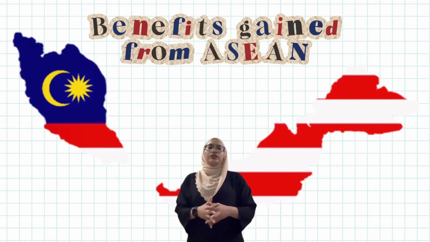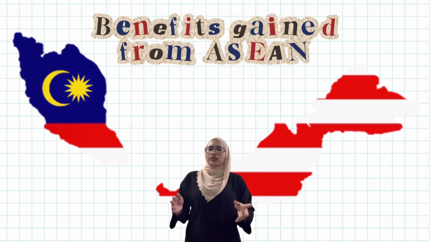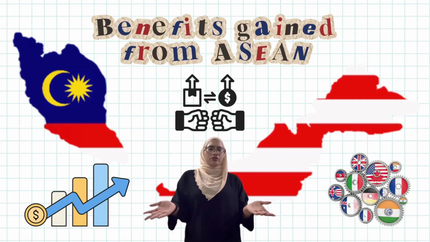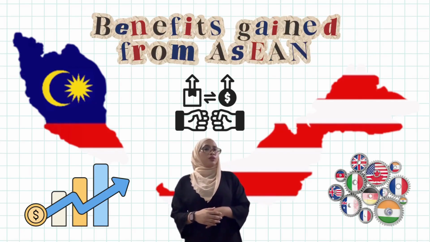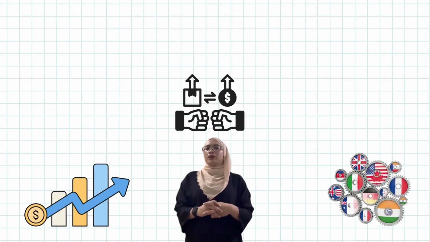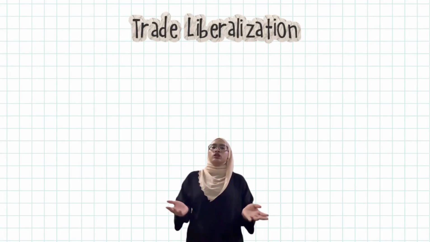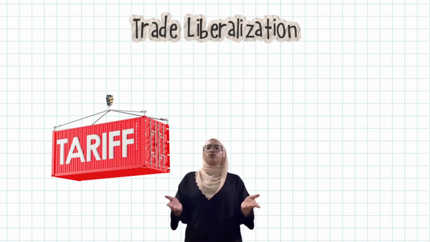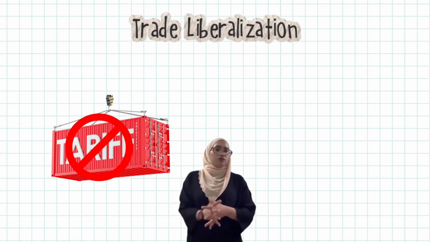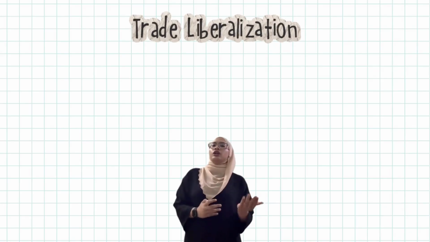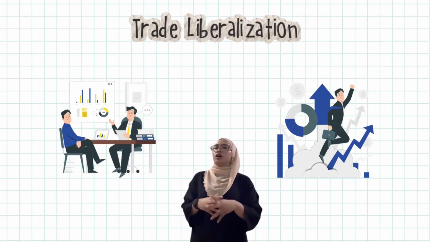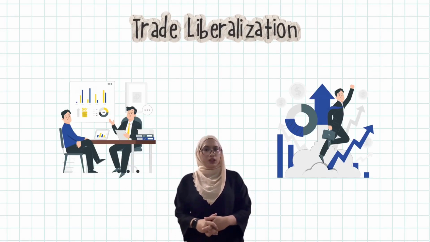Malaysia has gained many advantages from being part of ASEAN, especially in economic growth, trade, and international relations. As one of the founding members, Malaysia has used ASEAN as a regional platform to strengthen its economy and increase its influence in Southeast Asia. One major benefit is trade liberalization. Through the ASEAN Free Trade Area, tariffs on goods traded between ASEAN countries have been reduced or removed. This makes it easier and cheaper for Malaysia to export products like electronics, palm oil, and manufactured goods. As a result, Malaysian businesses can reach a larger regional market and grow their export potential.